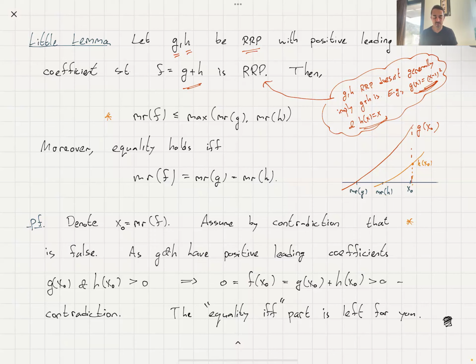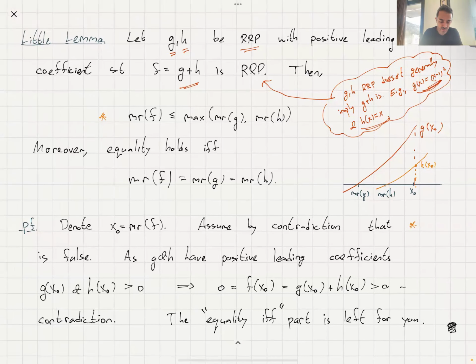It is closed for operations that we'll do, but in this lemma, we actually need to assume that if G and H are real-rooted polynomials and if their sum is also, then something happens. What happens? The claim is that the max root of the sum is bounded by the maximum of the max roots of the individual polynomials. And moreover, equality holds exactly when all three are equal.